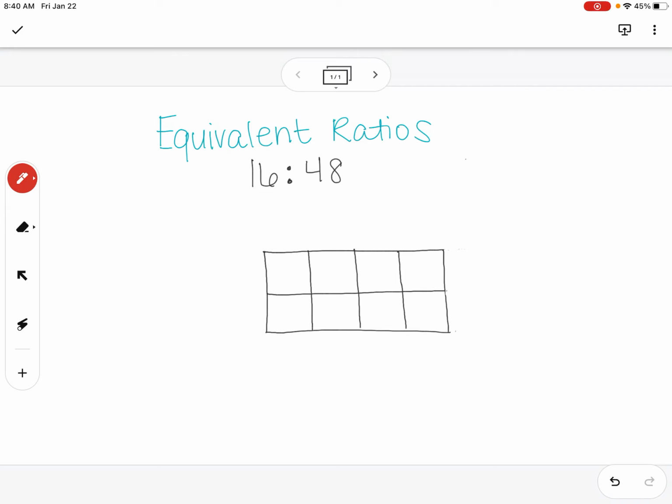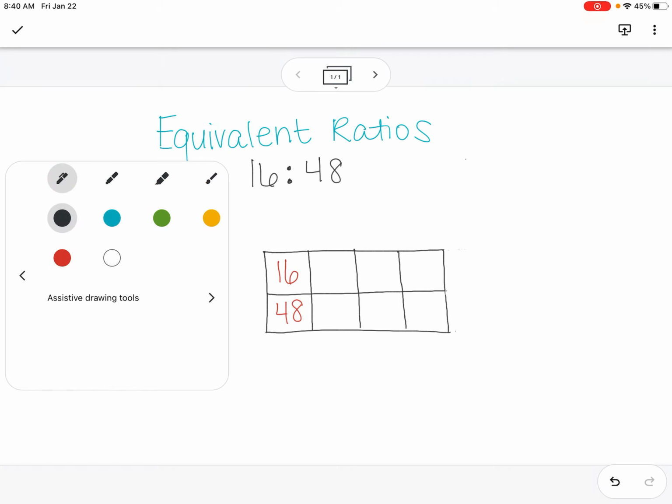I'm going to model this by using a ratio table. The first thing I'm going to do is put my ratio 16 to 48 in my ratio table. I wrote it in red to show you that this is going to be our original ratio. We're going to continuously come back to this ratio.